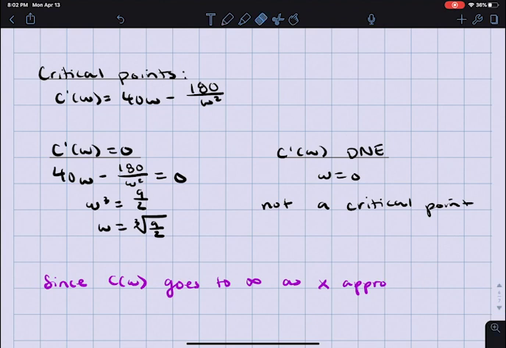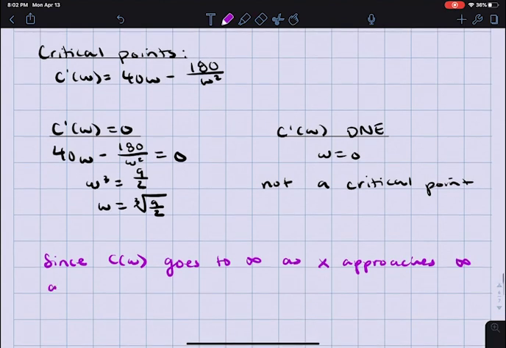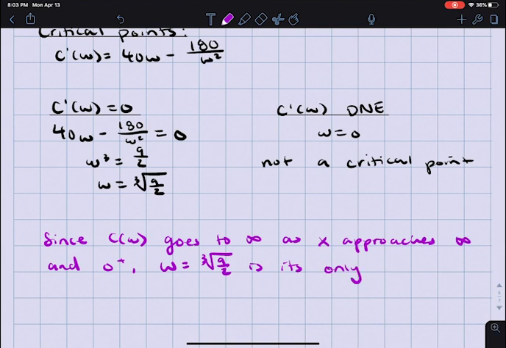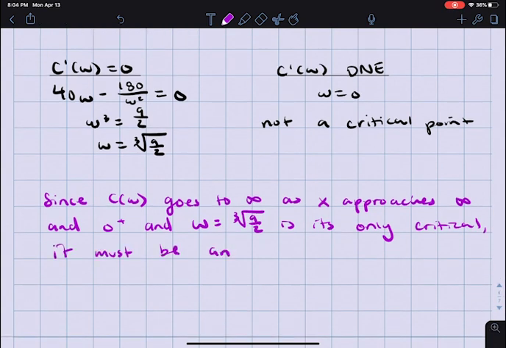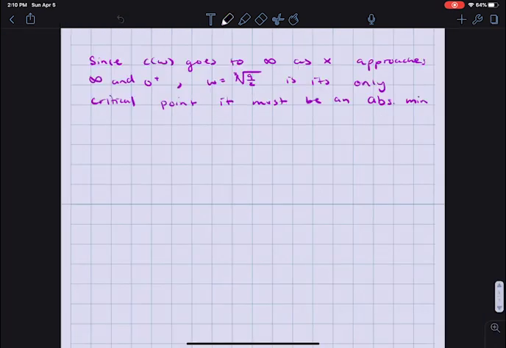That means if we take a closed interval where the left endpoint is very near 0, let's say 10 to the negative 10 billion, and the right endpoint is very, very large, let's say 10 to the 10 billion, we know our function will be very large at the endpoints. Thus, the absolute minimum will have to occur at the only critical point. And since our function goes to infinity outside of that closed interval, we know that must be the absolute minimum on the entire interval 0 to infinity.